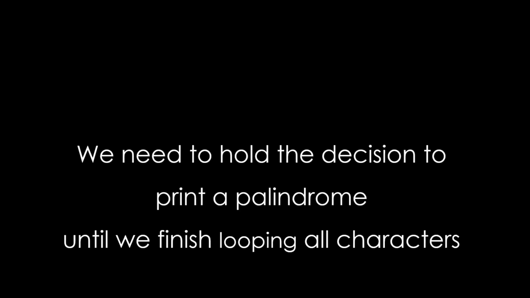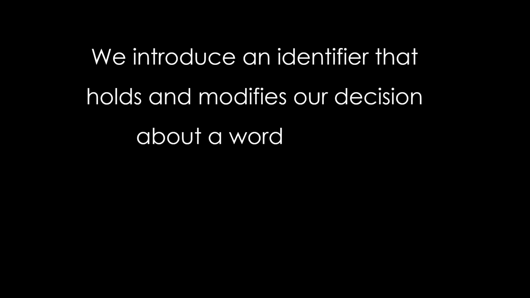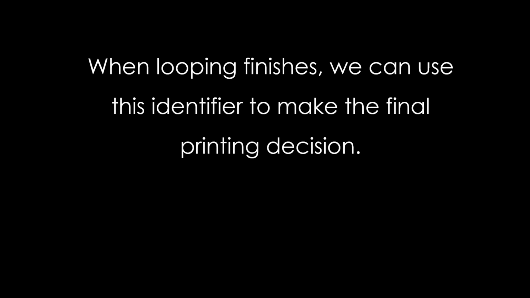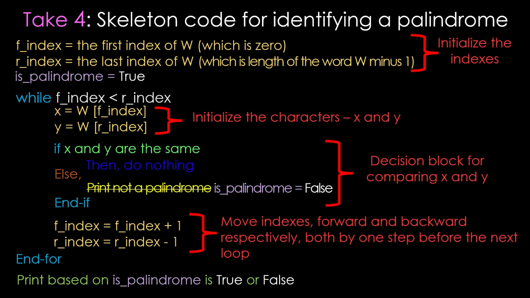I'm sure this should convince us that for a palindrome word, we need to hold our decision until we finish looping all characters. Also, we need some identifier that holds and modifies our decision about the word being a palindrome or not. When in a loop, we find that any pair of X and Y are not matching, we can call out that the word is not a palindrome. But if there is a match, then we don't modify the last status. In the end, we can use this identifier to make the final printing decision.